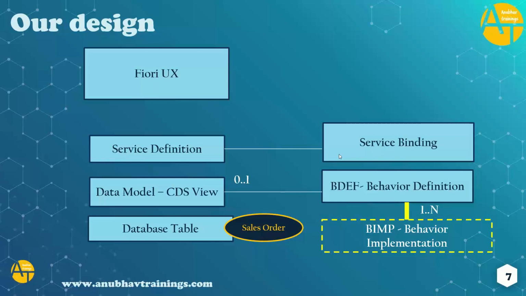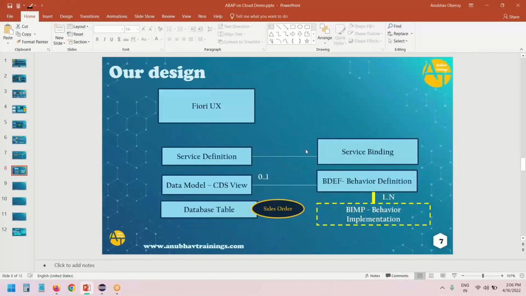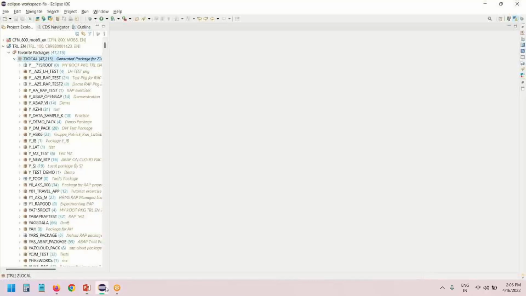Finally, we will have our Fiori user experience application to test this functionality of sales order. This sales order table is going to be a custom database table with very minimal data. In coming classes, I will show you more complex data models being created and worked with along with the RAP application programming model. So let me switch over to the system.